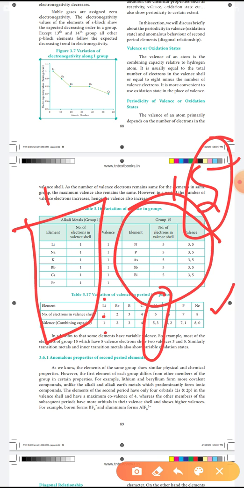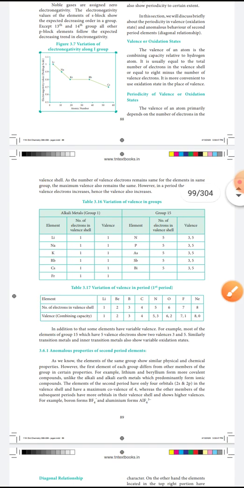Next, let me learn the anomalous properties of second period elements. The elements of the same group show similar chemical and physical properties. For example, all the elements of the first group have similar properties. Like that, all the elements of the second group have similar physical and chemical properties. The first element of each group differs from the other members of the group in certain properties. The first element differs a little from the other members.